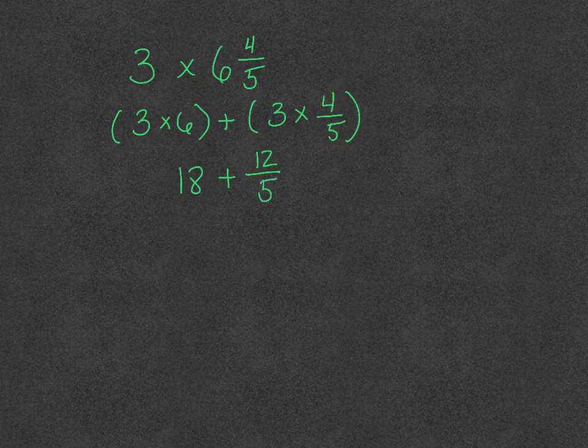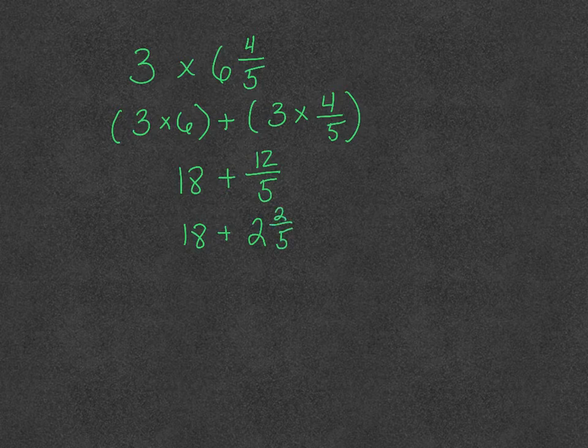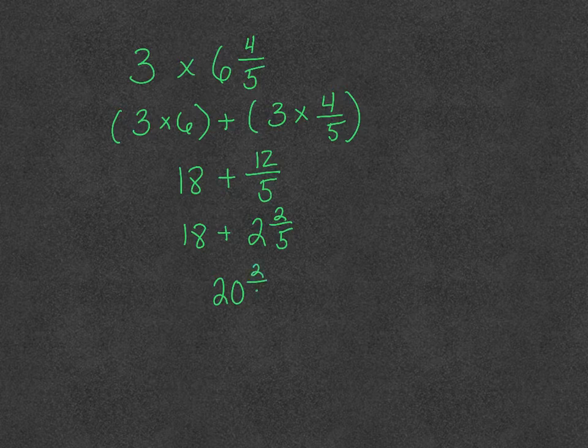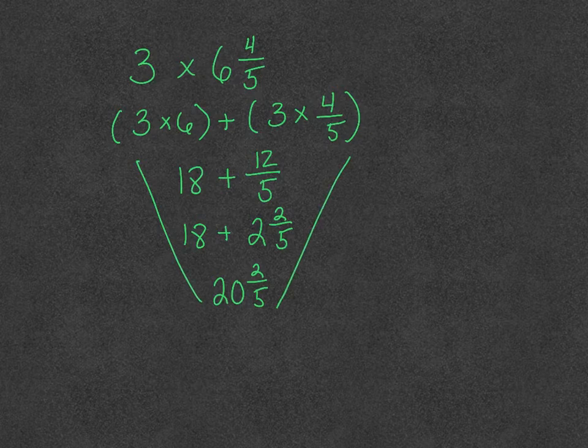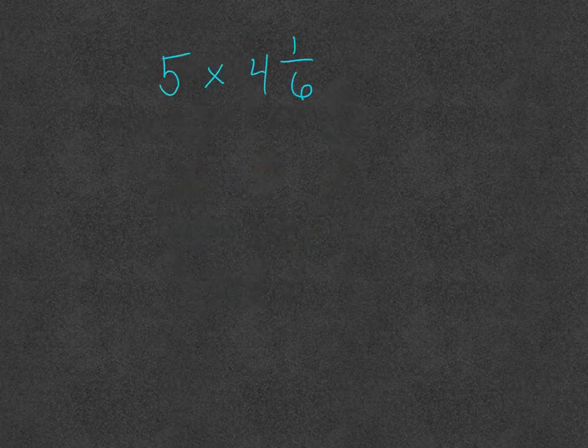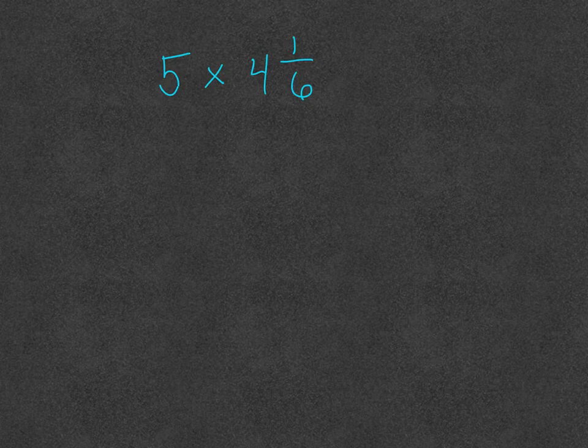But I cannot leave 12/5 as an improper fraction or a fraction greater than 1. I have to simplify that into a mixed number. So let's continue. 18 plus, there were 2 wholes in that, and 2/5 left over. And if I add up both of these, 18 plus 2 is 20, and the fraction, 20 and 2/5. Nice little funnel.